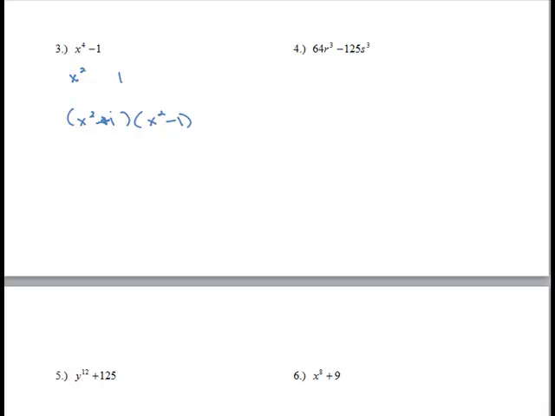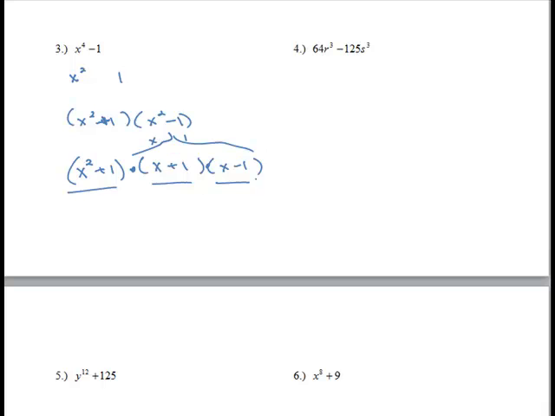However, the second binomial, the second factor: the square root of x squared is x, the square root of 1 is 1, and we are subtracting, so we need to use the difference of squares again. That second binomial is going to factor into x plus 1 times x minus 1. So simply bring down the first factor, x squared plus 1, and now we're completely factored. We have a total of three factors, three things being multiplied: x squared plus 1 times x plus 1 times x minus 1.